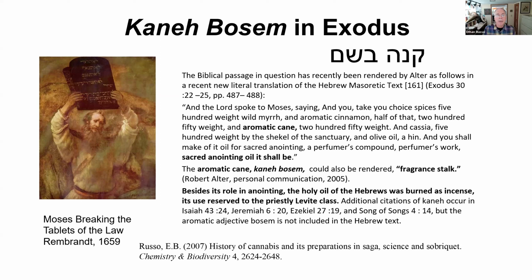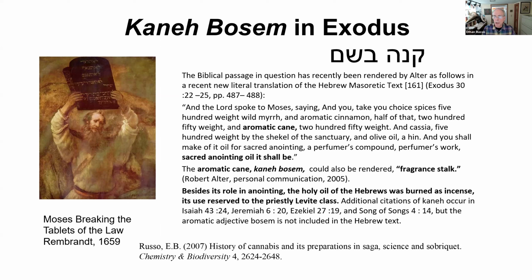And the passage: and the Lord spoke to Moses saying, take your choice spices, 500 weight wild myrrh and aromatic cinnamon, half of that, 250 weight, and aromatic cane, kaneh bosem, 250 weight, and cassia 500 weight by the shekel of the sanctuary, and olive oil a hin. And you shall make of it an oil for sacred anointing, a perfumer's compound, perfumer's work, sacred anointing oil it shall become. Robert Alter, who did a translation of the five books of Moses, also said it could be rendered as fragrant stock.